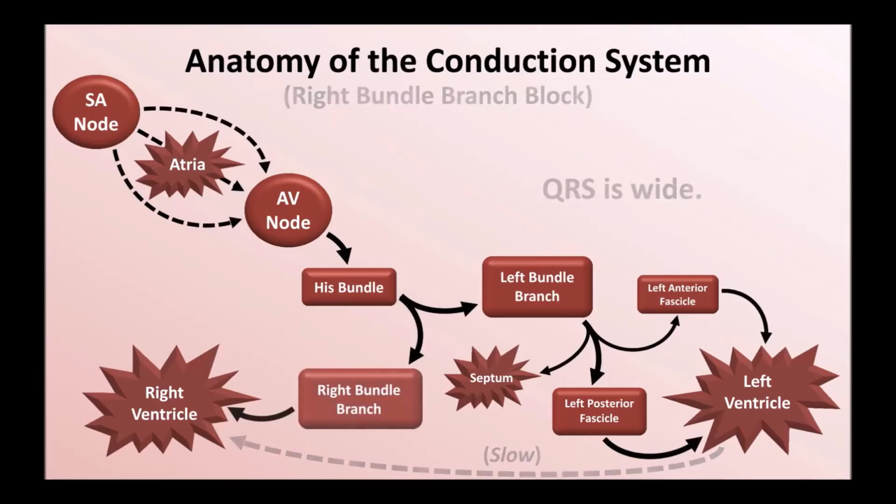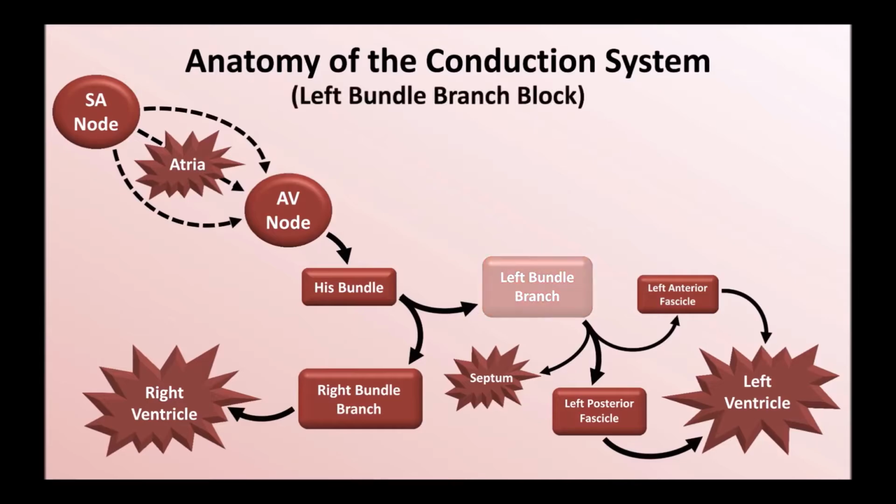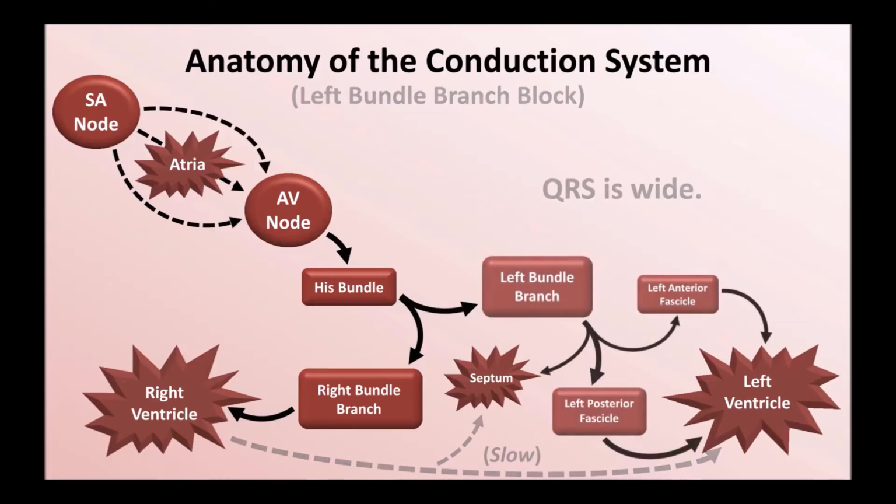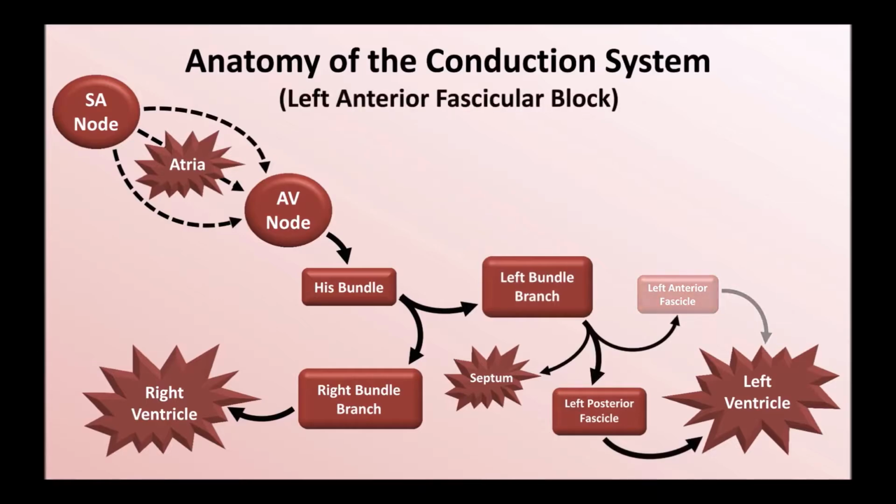When the left bundle is blocked, so are the anterior and posterior fascicles, and thus both the septum and the left ventricle must be depolarized slowly via the right ventricle, again resulting in a wide QRS complex. In the situation of a block of the left anterior fascicle, the left ventricle can still be fully depolarized by the conductive tissue of the posterior fascicle.